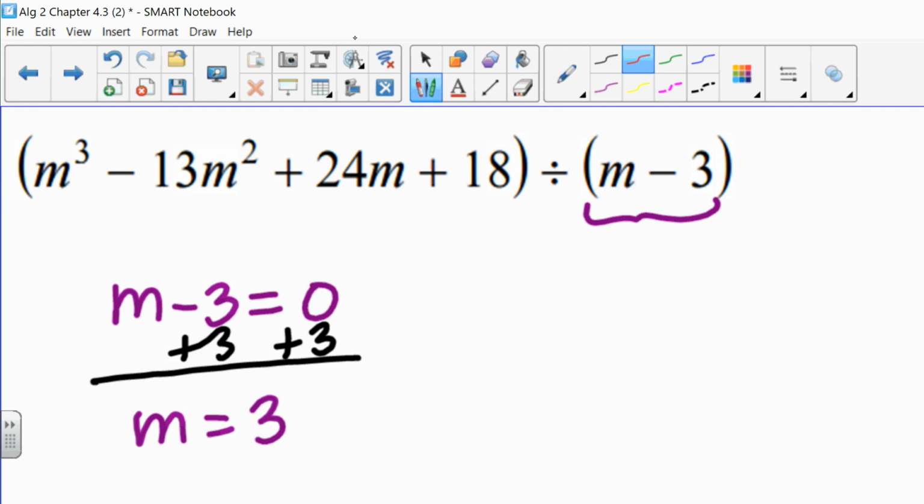Now the next thing we're going to do is actually set up the problem. In setting up the problem, we're going to have a cubby hole and a line. Now the value that we found for m will go in the cubby hole.